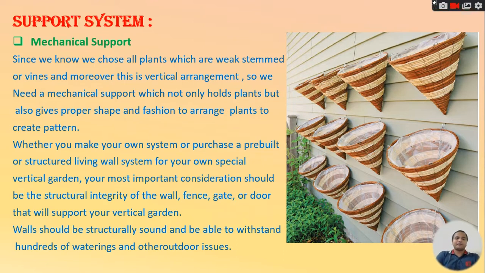Walls should be structurally safe and sound and able to withstand watering and outdoor issues. Since these plants, water, soil, and the containers we will be using in our vertical gardens bring extra weight to the wall, we should make sure that the wall we are fixing these vertical apparatus to can withstand that extra weight.